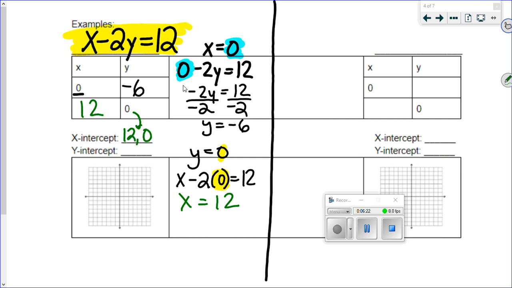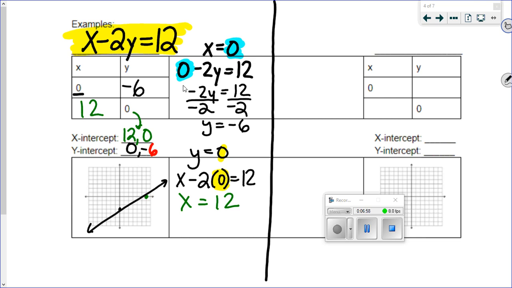I'm going to count by 2s. 2, 4, 6, 8, 10, 12, 0. And my y-intercept is going to be point 0, negative 6. I will also count by 2s, 2, 4, 6. So my point is 0, negative 6. I have now graphed the line x minus 2y equals 12.